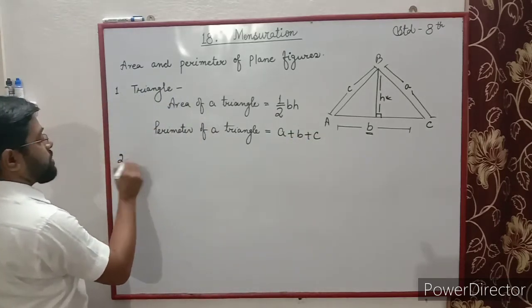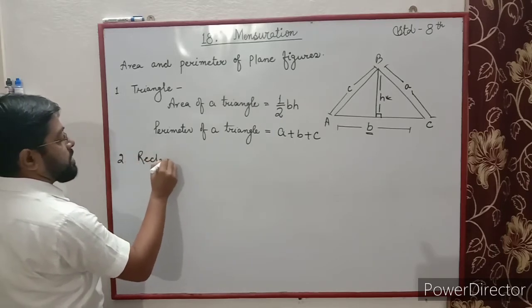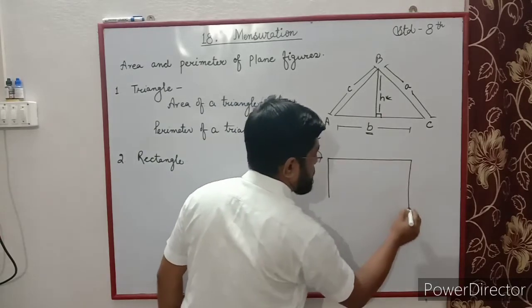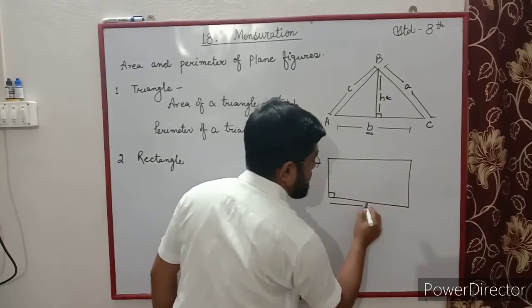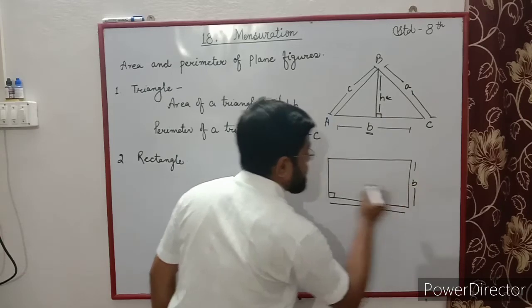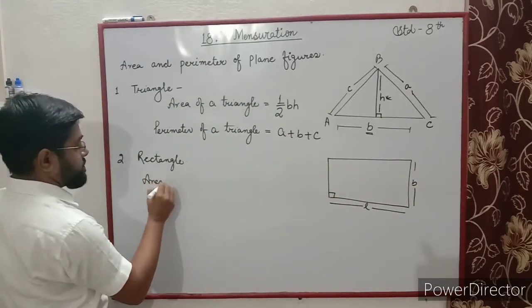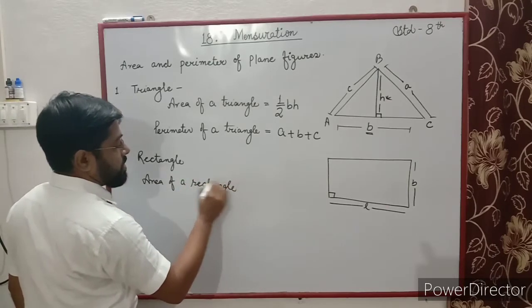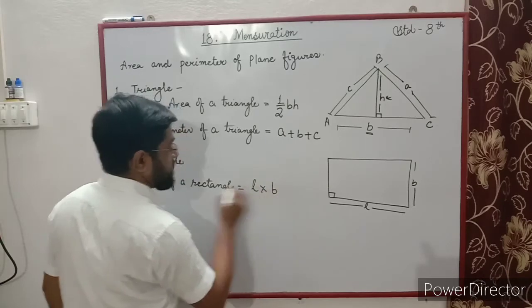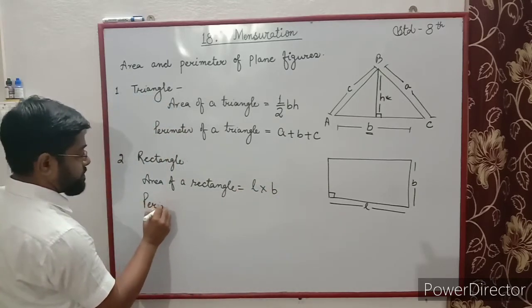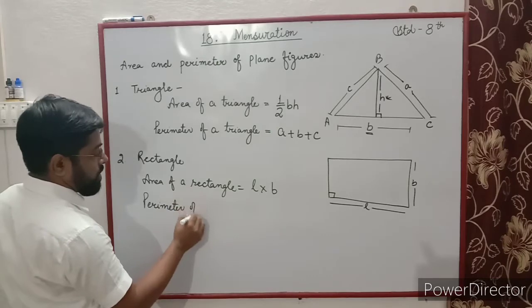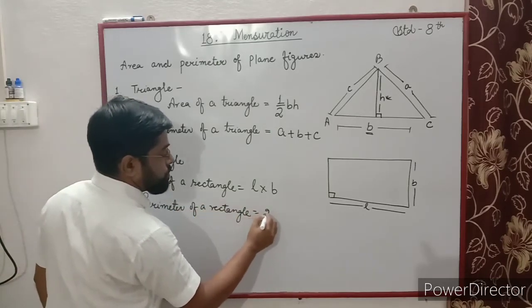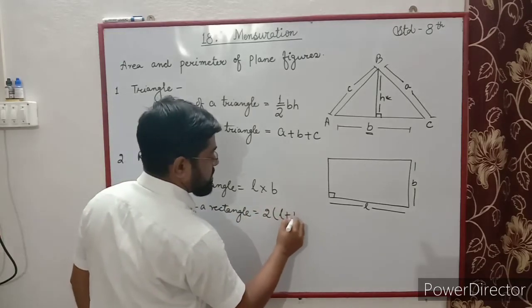Now, rectangle. We have a rectangle. This is the length and this is breadth. So area of a rectangle is equal to length into breadth. Now perimeter of a rectangle is equal to twice of length plus breadth.